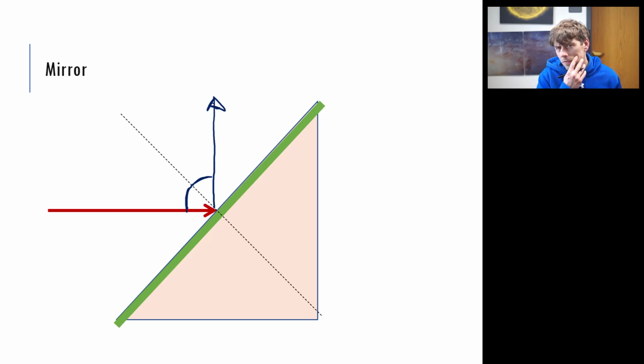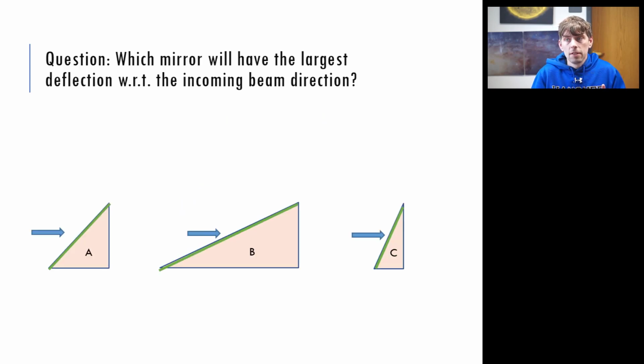Now that in itself is particularly uninteresting. But the question would be, what happens if I have different angles for the triangle? So go ahead. You can think about which mirror in these three situations will have the largest deflection with respect to the incoming beam.